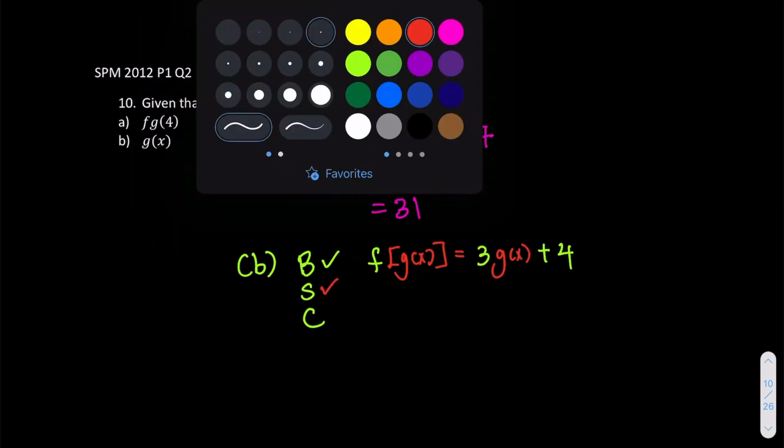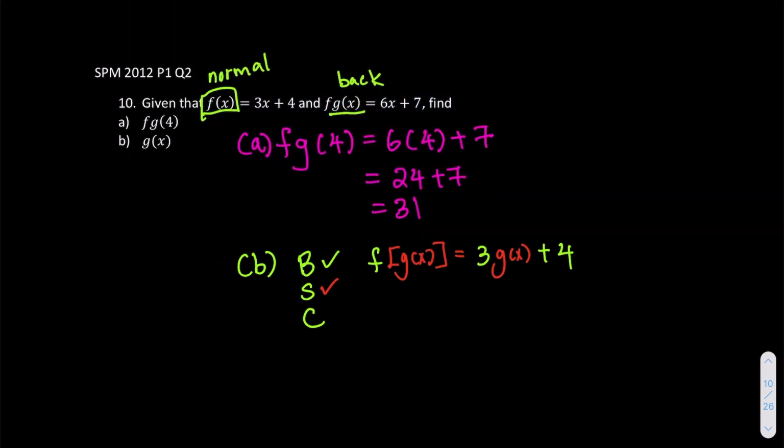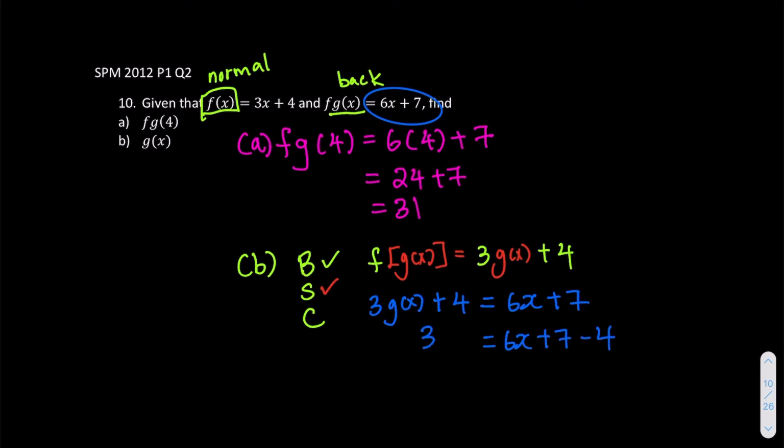Next, we just need to compare. So how do we compare? Can you see that we have fg of x, they also give us fg of x. So we can say that both of these two things are the same. So we can write down 3g of x plus 4, which is the one that we just found, must be the same as whatever they've given to us, which is 6x plus 7. So since our target is g of x, we move everything that's not related to the right hand side. So 6x plus 7 minus 4 is 3g of x. So if we group the like terms, we have 6x plus 3 is equal to 3g of x.